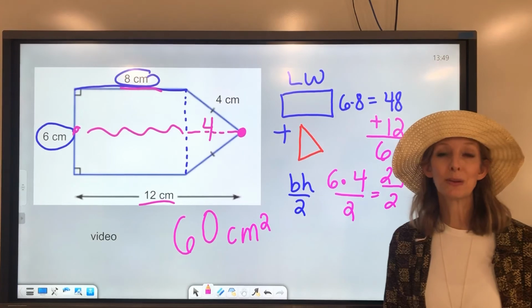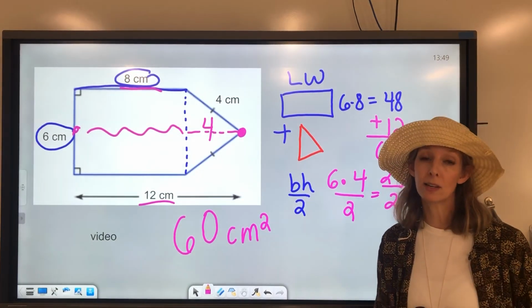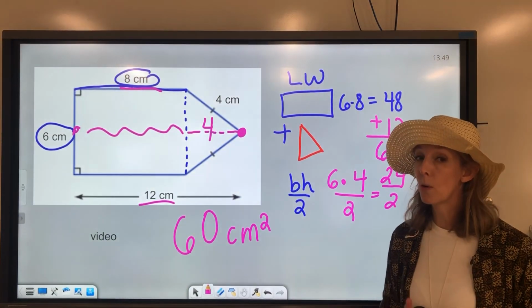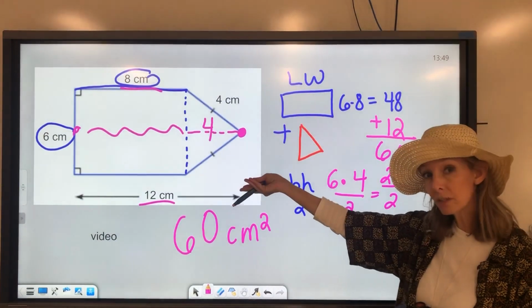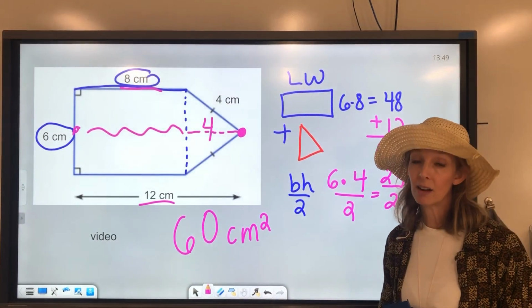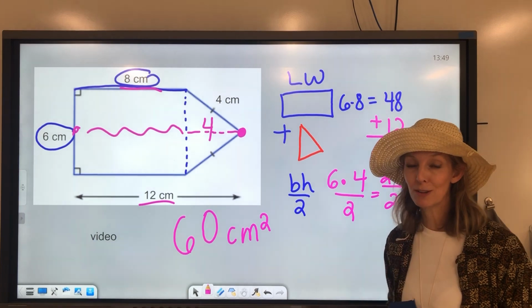All right, at this point, you guys are going to do some practice on Google Slides, and then you're going to take a formative check. Now remember, your formative check is area of compound shapes as well as area of shaded figures. All right, make sure you do that practice first.